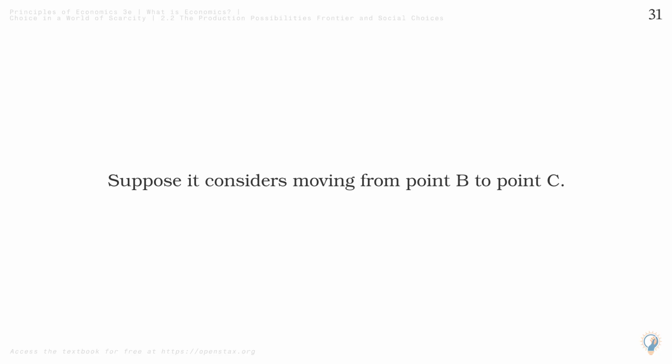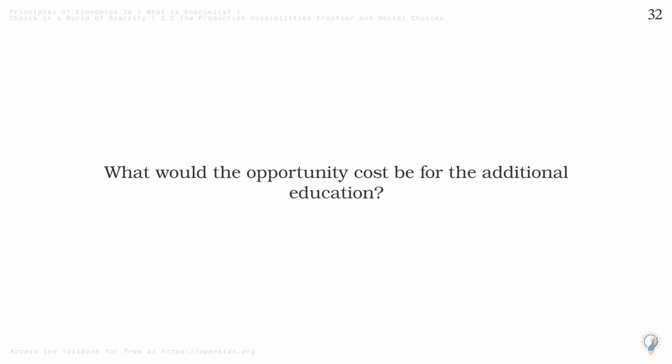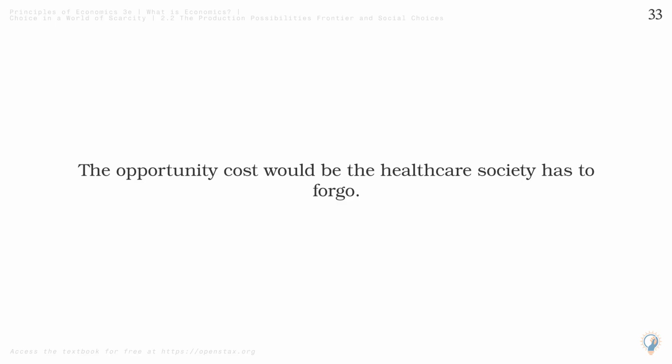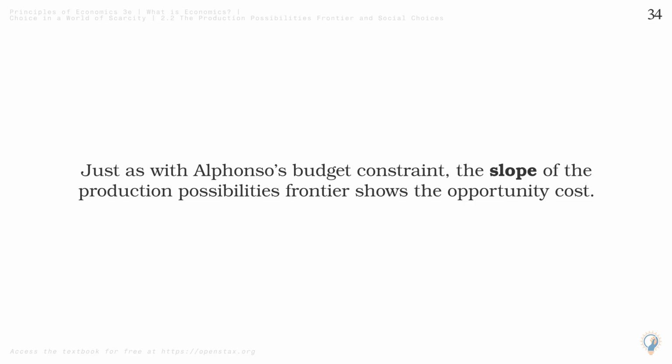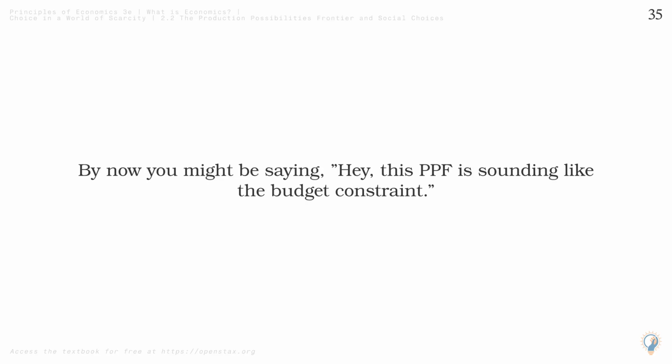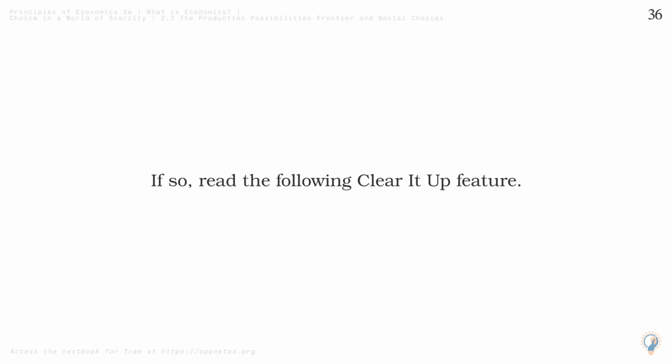Suppose it considers moving from point B to point C. What would the opportunity cost be for the additional education? The opportunity cost would be the healthcare society has to forego. Just as with Alfonso's budget constraint, the slope of the production possibilities frontier shows the opportunity cost. By now you might be saying, hey, this PPF is sounding like the budget constraint. If so, read the following Clear It Up feature.